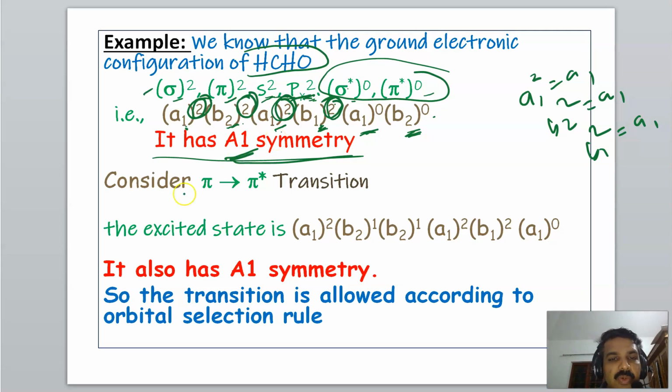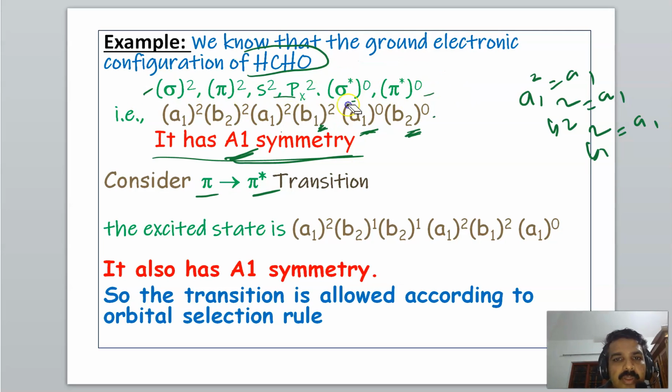Now consider the pi to pi star transition, that is, the transition from a pi orbital to a pi star orbital. The pi orbital is this one, b2, and pi star is this one, b2.